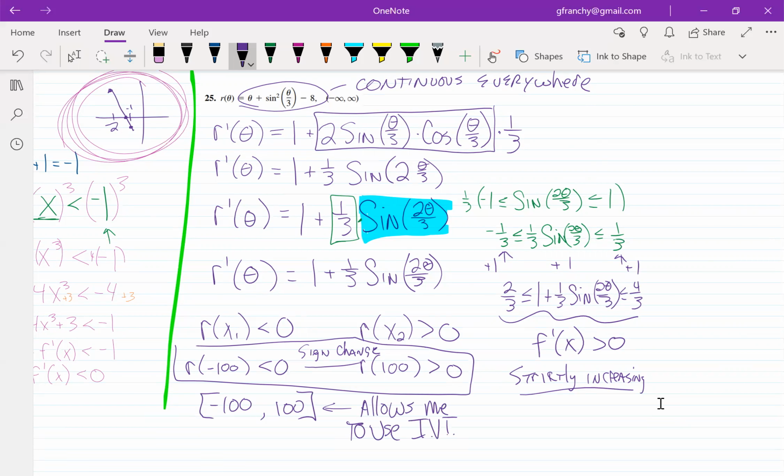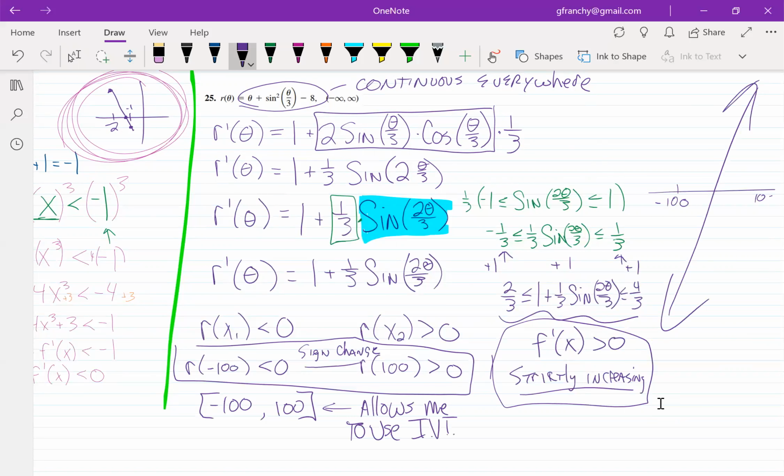And I've got a strictly increasing function, which says this thing has to run through. Obviously, it's not linear, but it does tell me that somewhere between negative 100 and positive 100 it must cross. And because it's strictly increasing, it can only cross once.